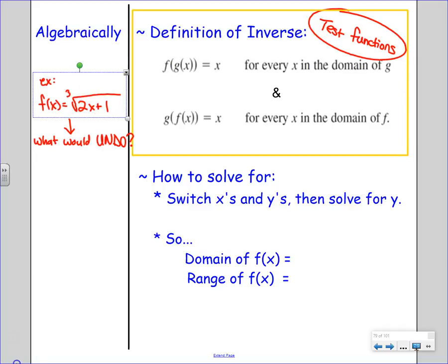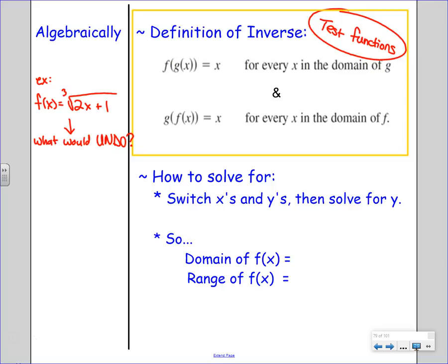Inverse, I want you to think undo. But you're not undoing math that's already been done. You're undoing operations in a function. What are the different operations that you guys see in f of x right now? What's happening to the x? Okay, there's a cubed root. What else? The addition by 1 and the multiplication by 2. Three things are going on.